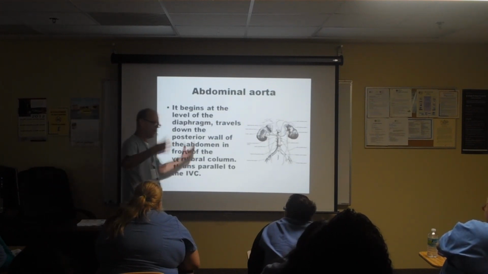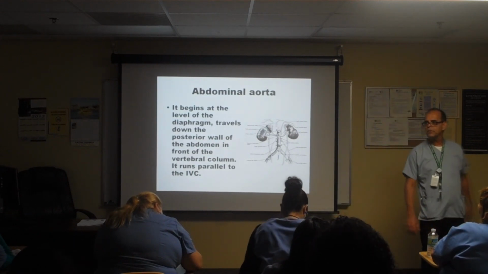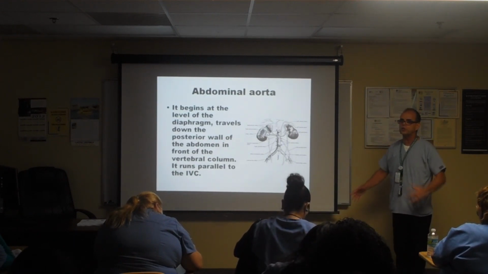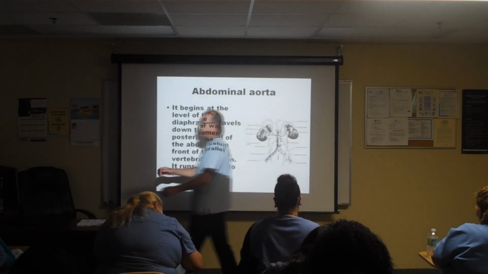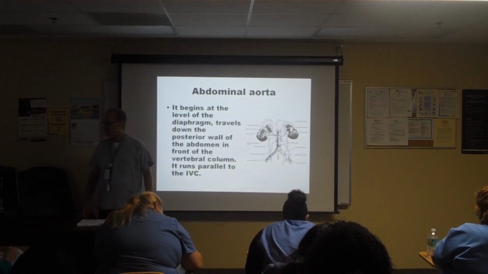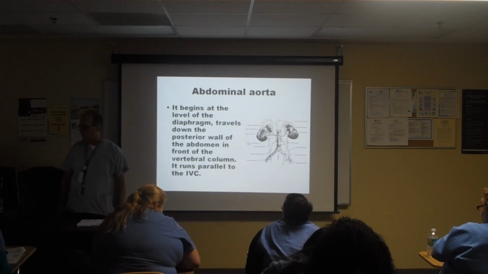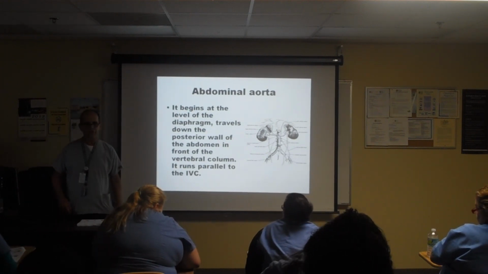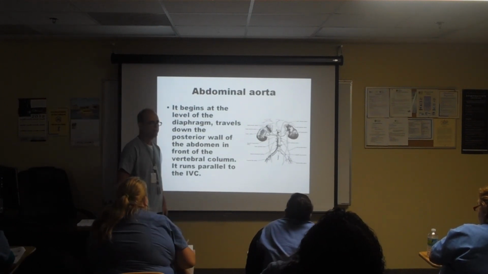Abdominal aorta, okay, another part of the review. Oh my God, I make emphasis on the abdominal aorta. Of course, sonographers need to know it perfectly; the abdominal aorta is not too big. It begins at the level of the diaphragm and travels down the posterior wall of the abdomen in front of the vertebral column. It runs parallel to the IVC. What does IVC mean? Inferior vena cava.